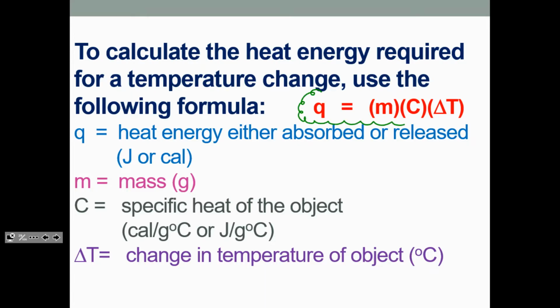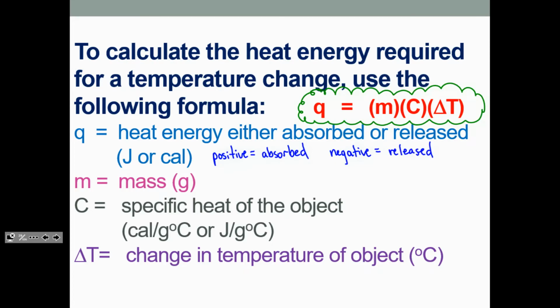So here is our first equation we're going to use in the thermochemistry unit, and we have the letter Q. That's going to represent heat energy, either absorbed or released. So one thing I would write in here is that you can have a positive value, which is going to mean that you have gained heat. So a positive value means heat is absorbed. And if you have a negative value, that means heat has been released.